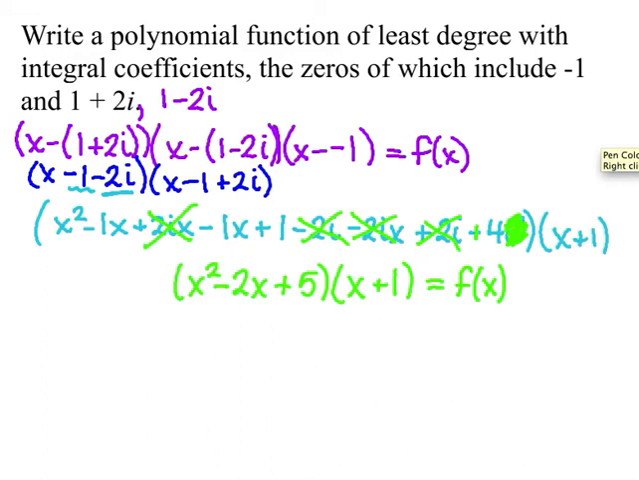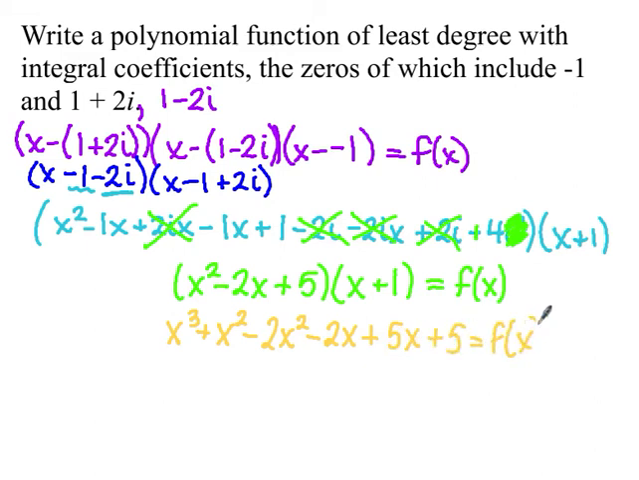So what do I get? Plus 1x squared. Plus. There you go. Good job. So let's go ahead and add like terms together. I get x cubed minus x squared plus 3x plus 5. And there you go.